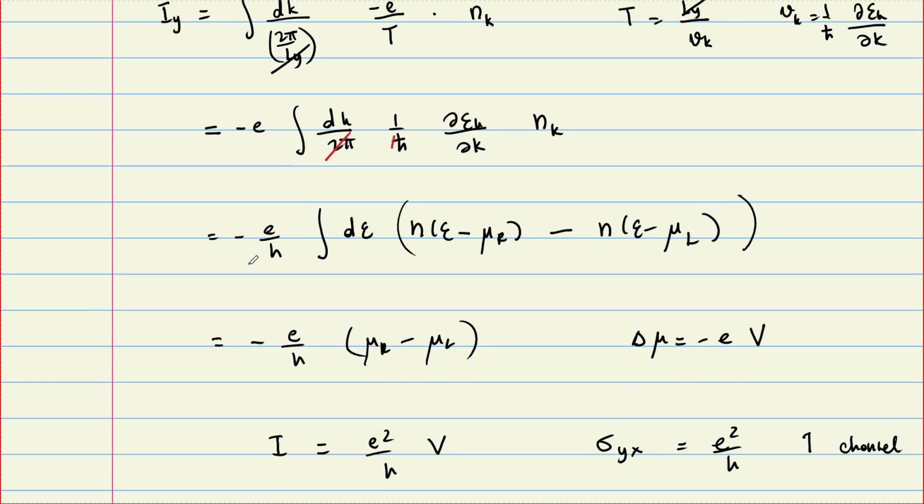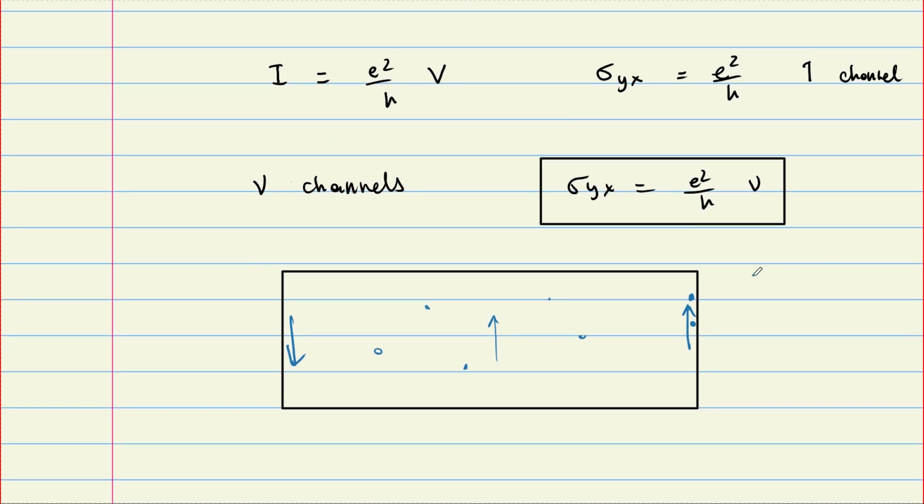But the difference here is that these right movers and left movers are up movers and down movers. They are separated. They are at the far ends of the sample. One is on the right hand side, the other is on the left hand side. In the Landauer case, it's on the same wire.